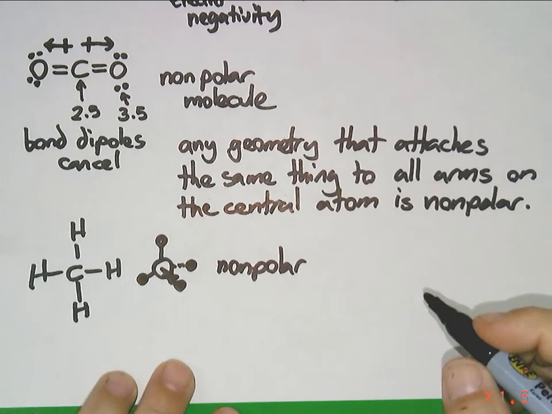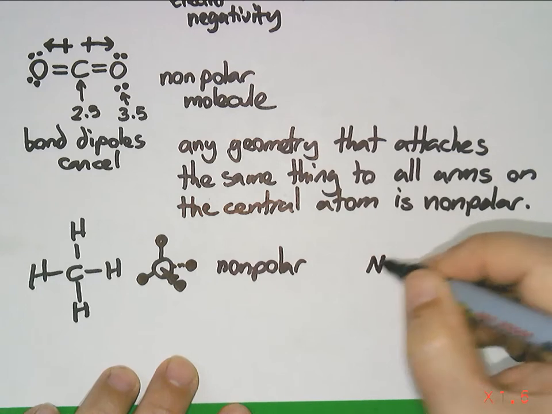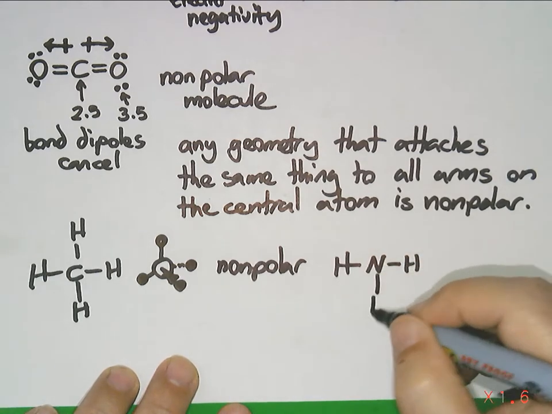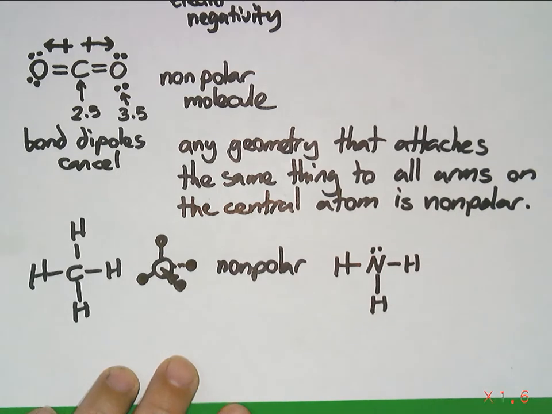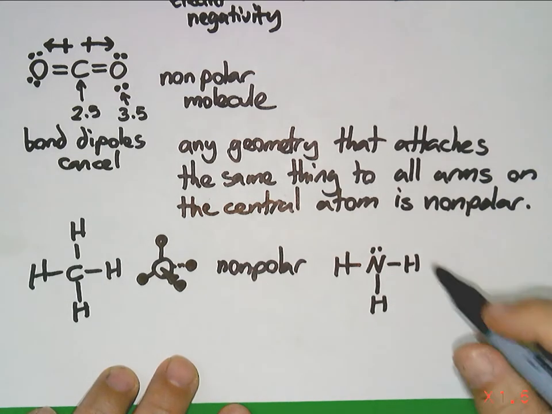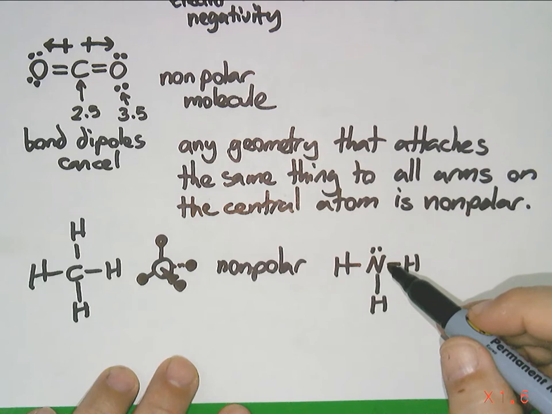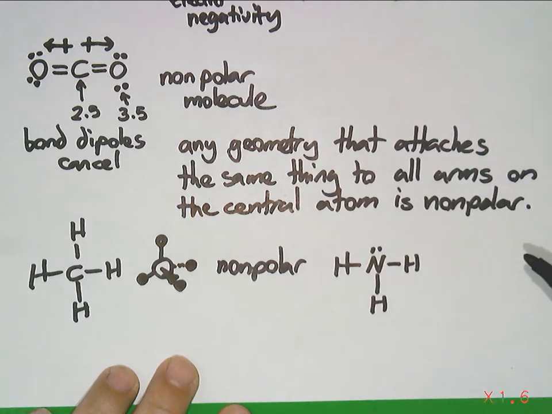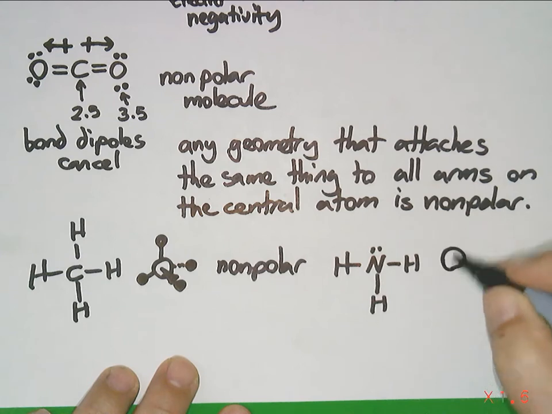What if I have NH3? That's ammonia. Here's the Lewis structure for NH3. What's the electronic geometry on NH3? Well, it's got 4 clouds around it, so it also will be a tetrahedral electronic geometry.